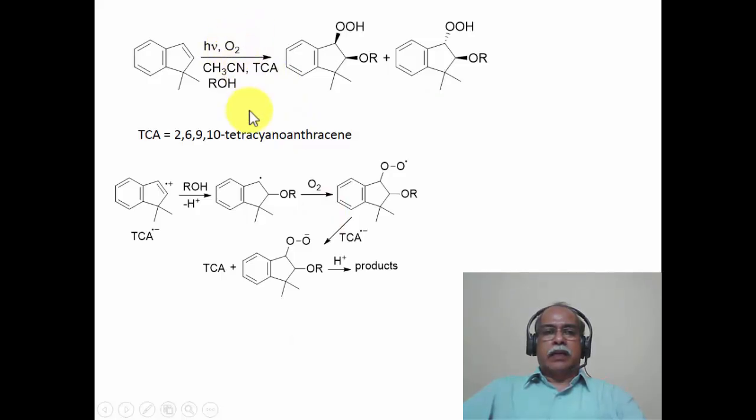The mechanism is shown here. Initially, tetracyanoanthracene anion radical and the cation radical of indene is formed. Indene cation radical is trapped by methanol as a nucleophile to give the corresponding ether in the form of a radical. Now the radical is trapped by oxygen. Remember, oxygen in the ground state is a triplet oxygen, which is a diradical state. So that is trapped in the form of peroxy radical that is given. The peroxy radical is now undergoing an electron transfer from the tetracyanoanthracene anion to produce the corresponding oxy anion, which is protonated to give these two products in the form of cis and trans mixture of the product that are shown here in this case.